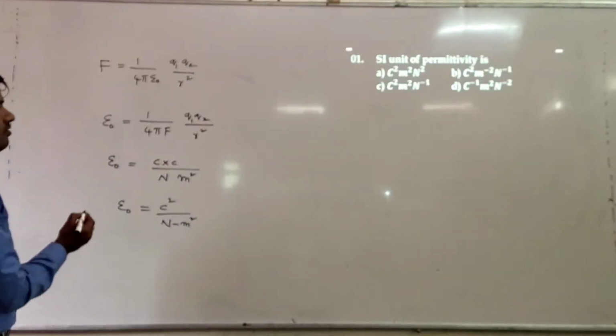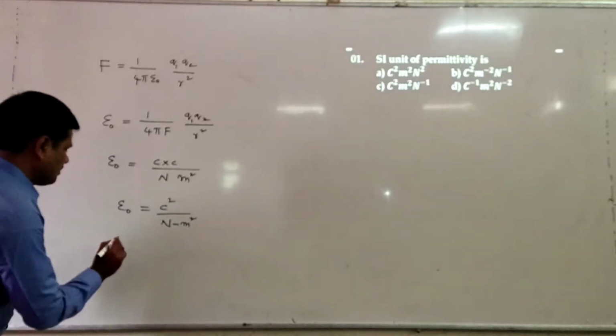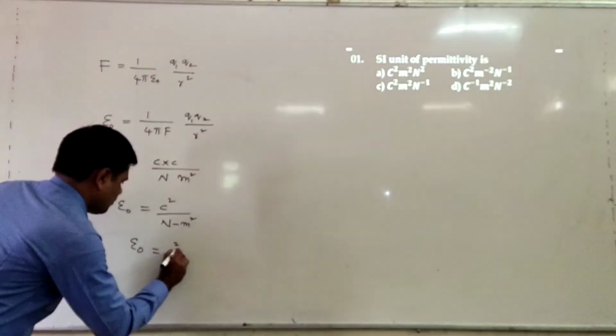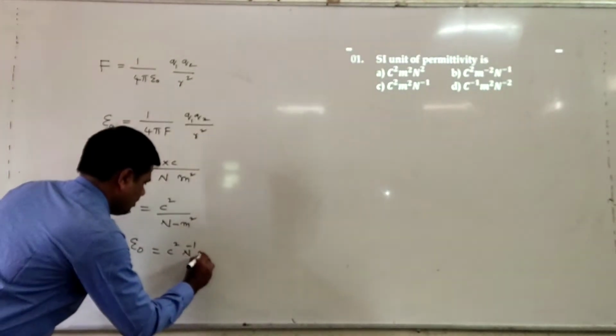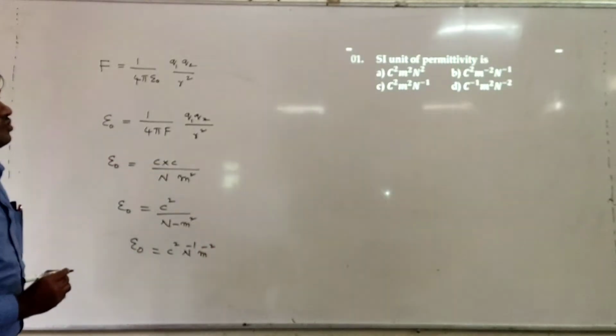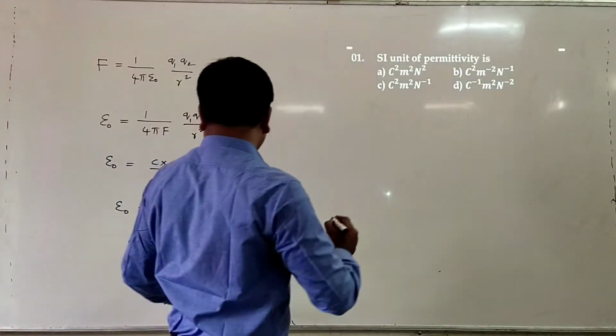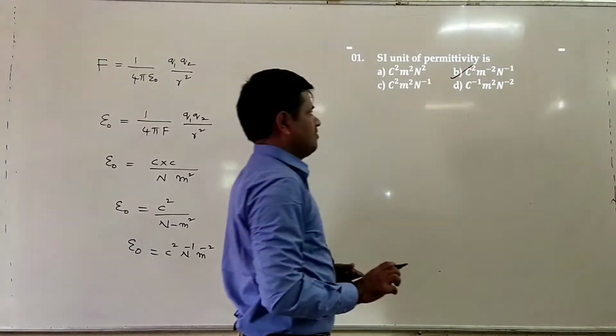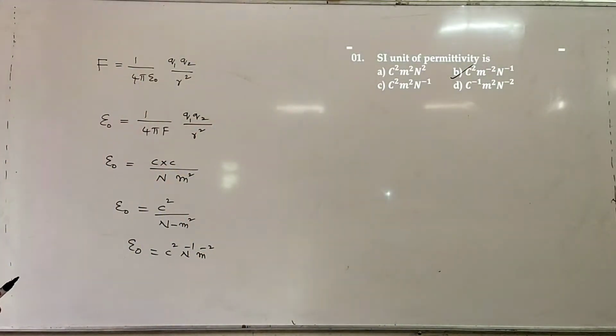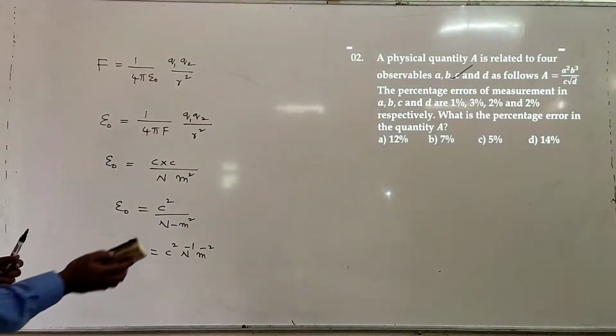Now this is taken into the numerator. What is coming here? Epsilon naught is equal to coulomb square Newton power of -1 meter power of -2. Which option is correct here? B option is correct. Right. Next we move to question number 2.